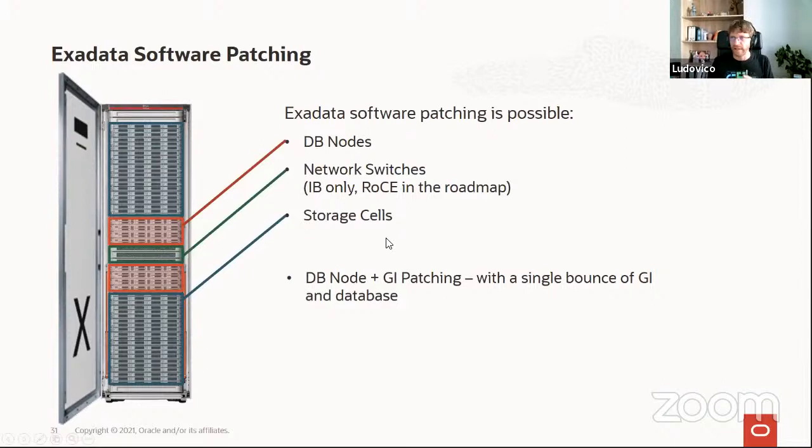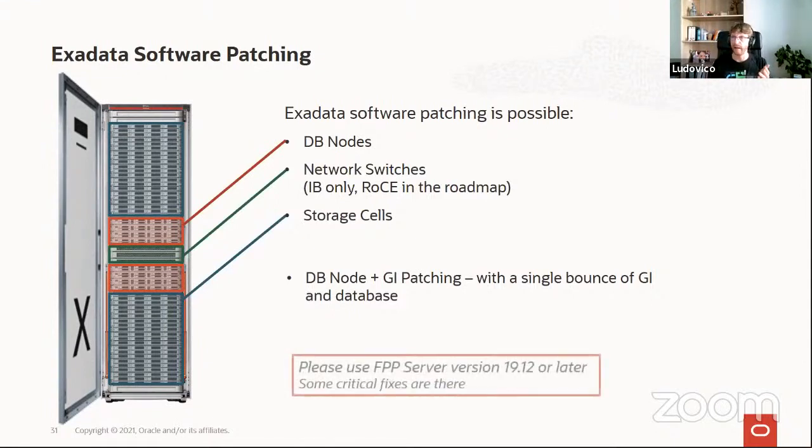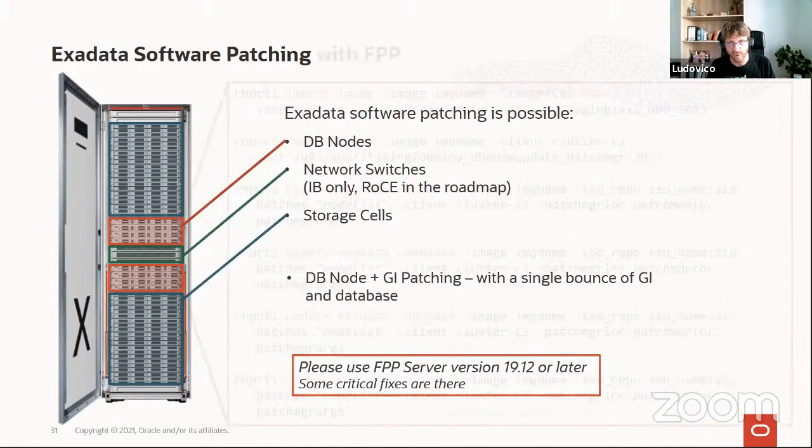We also have, well, as I said, I will not explain all the features about database upgrades. I just explained to you at the beginning what the different features are. What is important to know is also how FPP can deal with Exadata software patching, because of course FPP can provision grid infrastructure and databases inside Exadata, but it can also patch the Exadata software for network switches, database nodes, and storage cells. Okay, if you want to do that, I recommend to use 19.12 because we have a few fixes for that. But how does it work?